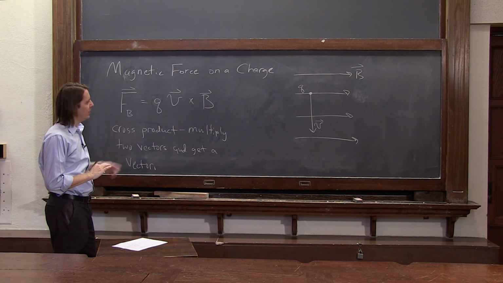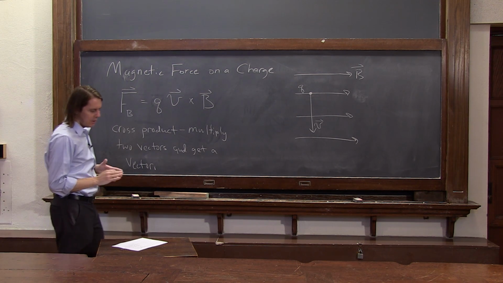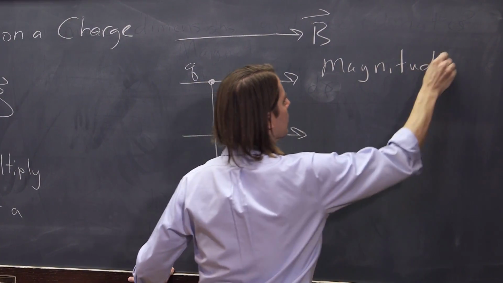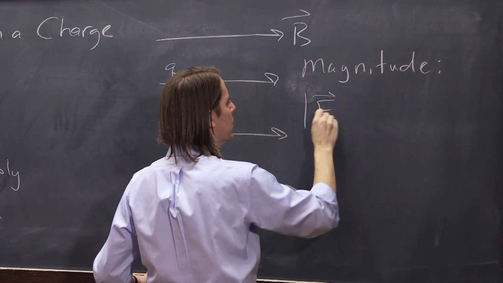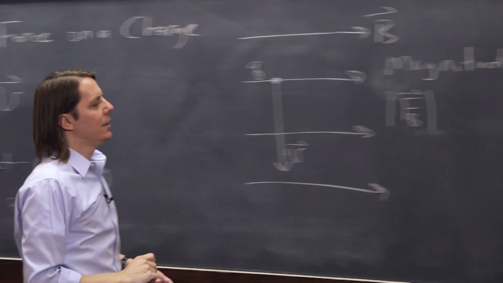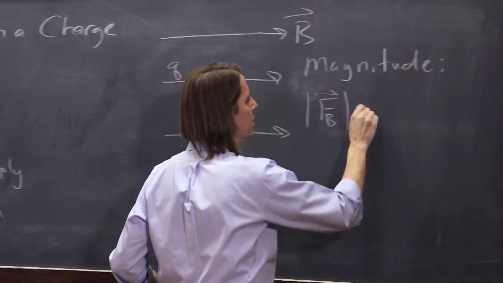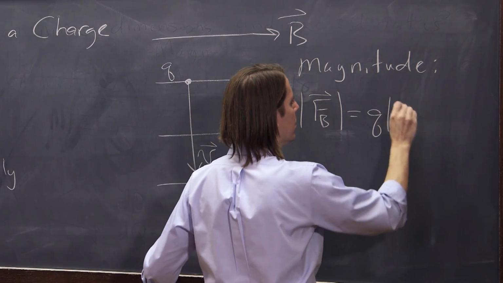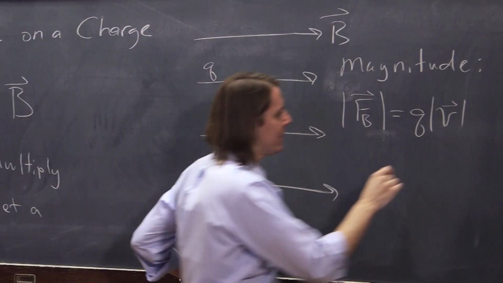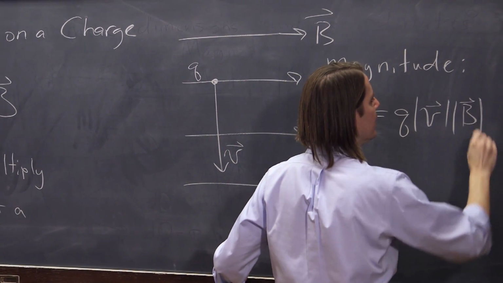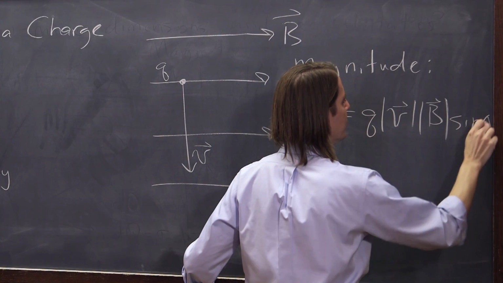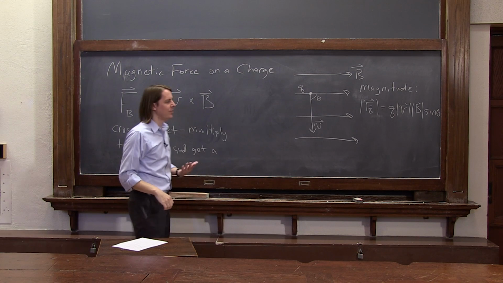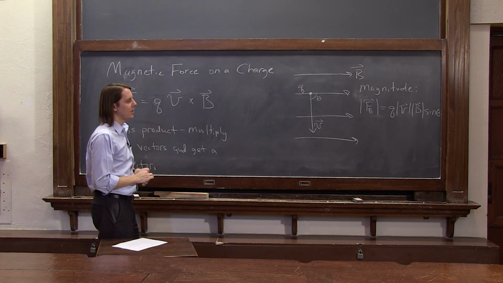to be. So we want to think about what is this equation telling us. So let's do the magnitude first. The magnitude is simply Q. That's just a scalar number. The magnitude of the velocity, the magnitude of the B field, times the sine of the angle between them, not the cosine. So there's theta. It doesn't have to be 90 degrees. I drew it as 90 degrees. But it's Q V B sine theta.